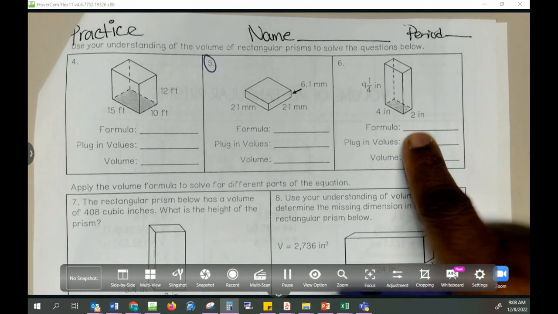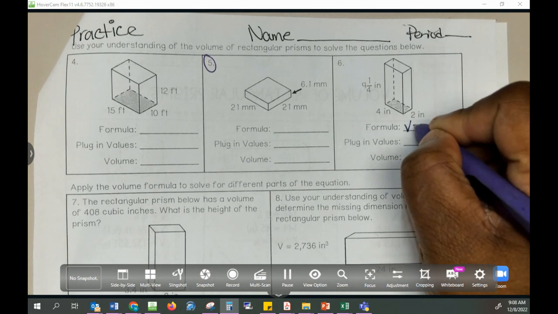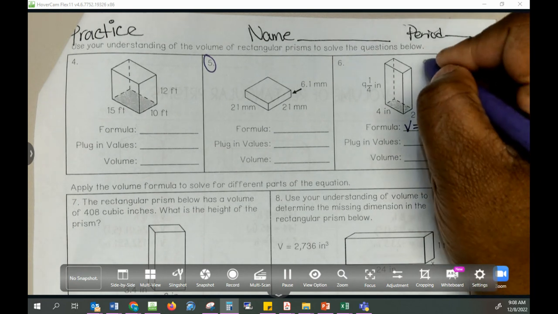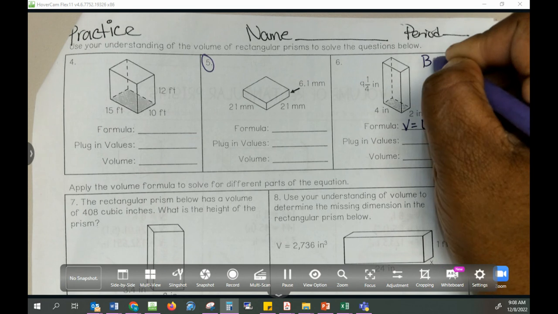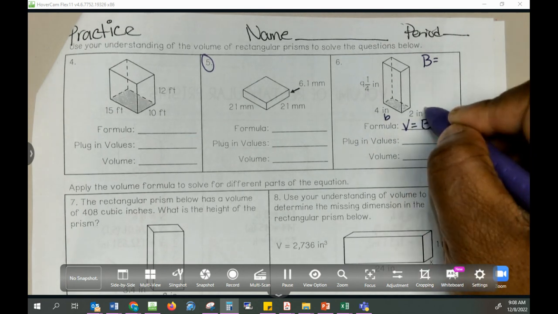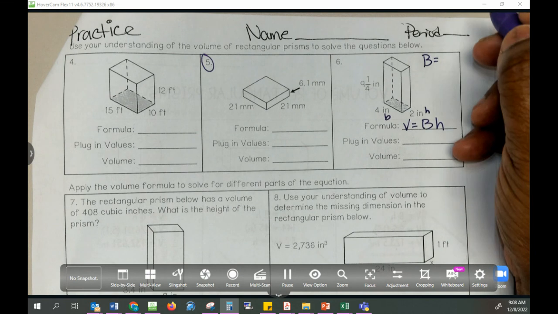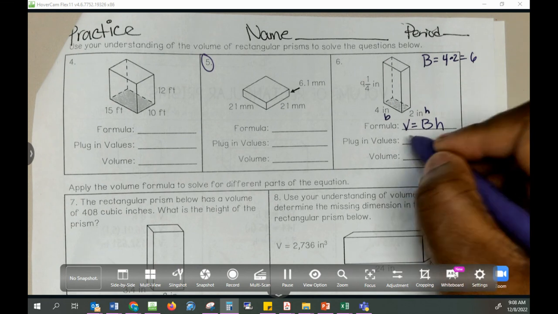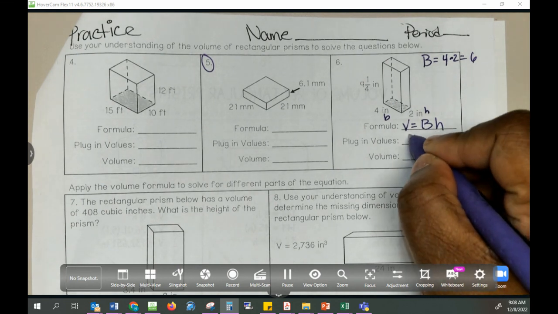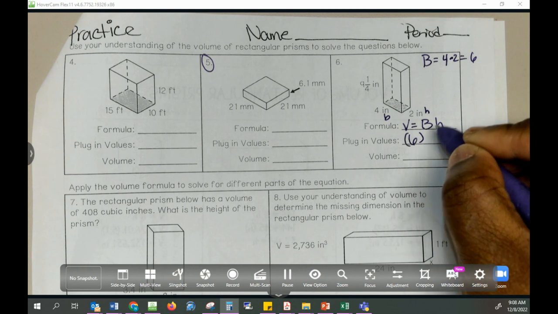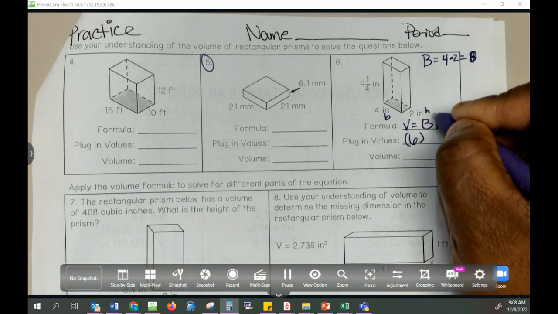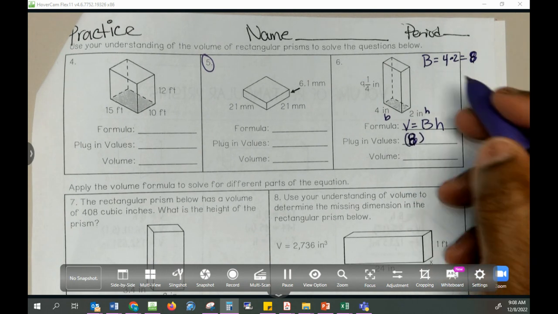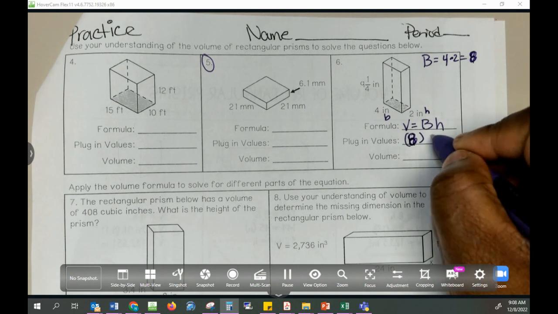Yes, our formula is big B times H. Remember what big B is. Big B is the area of the base. So if I do big B first and find the area of my base, I'm just multiplying 4 times 2. So 4 times 2, that's 6. So when I plug in my values, I know I have 6. I mean, not 6, 8. My apologies. Thank you. 8 times the height, which is 9.25.